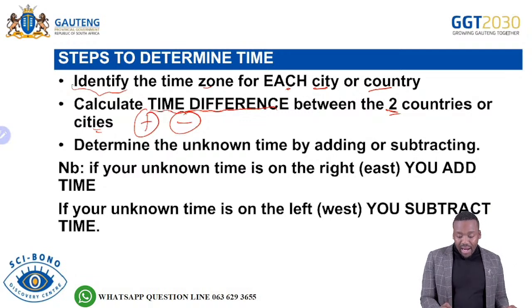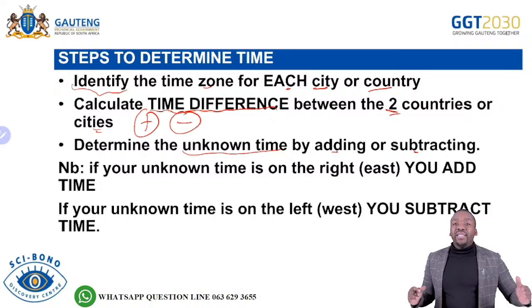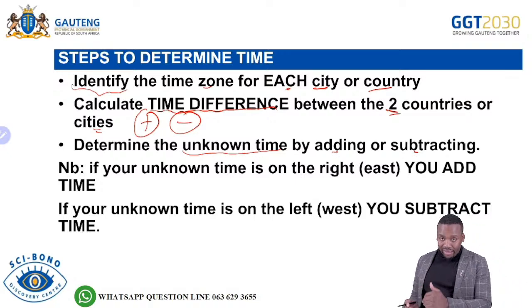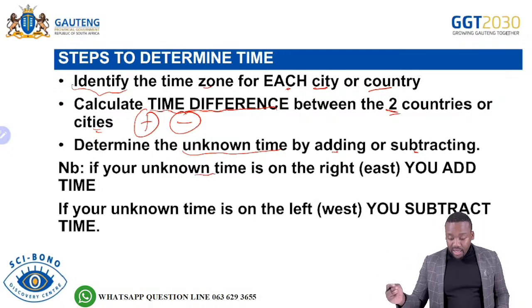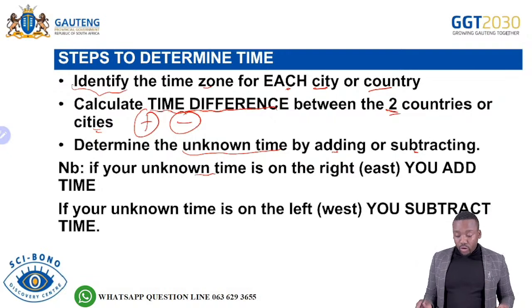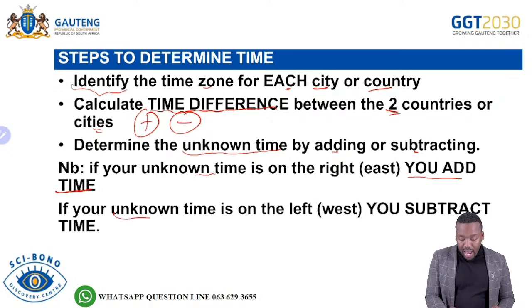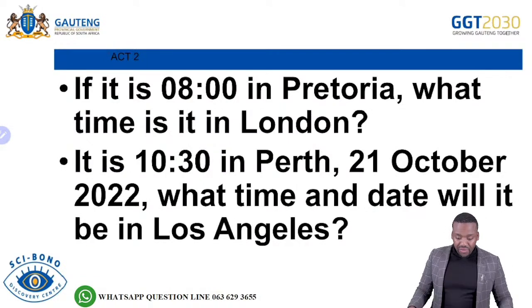Step 3, you determine the unknown time, right? By either adding or subtracting, depending on where you are moving from your known time. If your unknown time is on the right or on the east, for you to get the answer, what do you do? You add the difference. If your unknown time is on the left or on the west, then you subtract the time difference. Let's check an example, an activity.